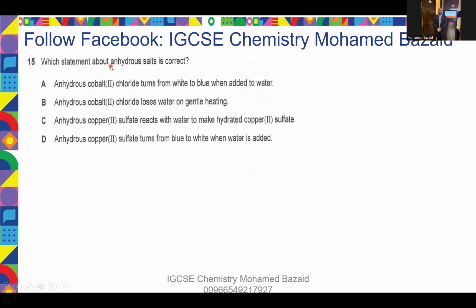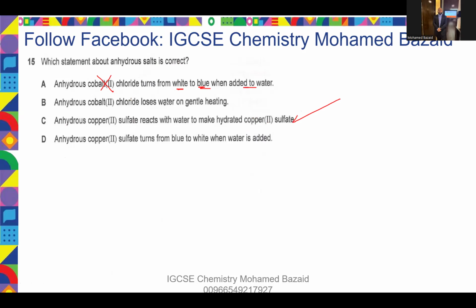Question 14, which statement about anhydrous salt is correct? Here we are talking about anhydrous salt. If you check letter C, anhydrous copper sulfate reacts with water to make hydrated copper sulfate. Yes, anhydrous reacts with water to form hydrated. If you check letter A, anhydrous cobalt chloride turns from white to blue when water is added. No. Cobalt chloride paper turns from blue to pink. From white to blue, this is anhydrous copper sulfate, not cobalt chloride.